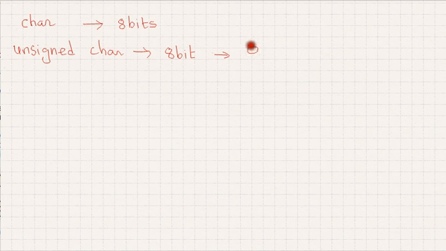That means from 0 to 255. Basically there are 256 values. And why 256? We have 8 bits, right? So 2 power 8 is 256.